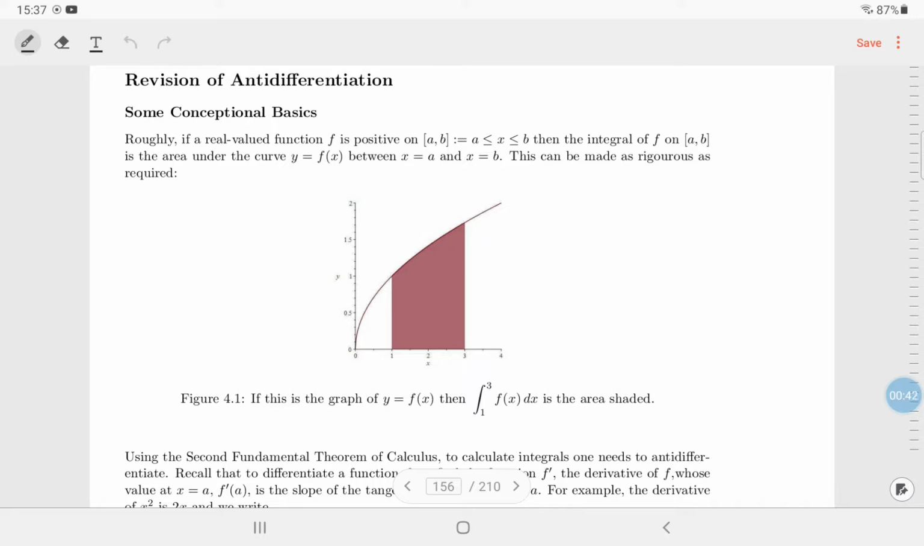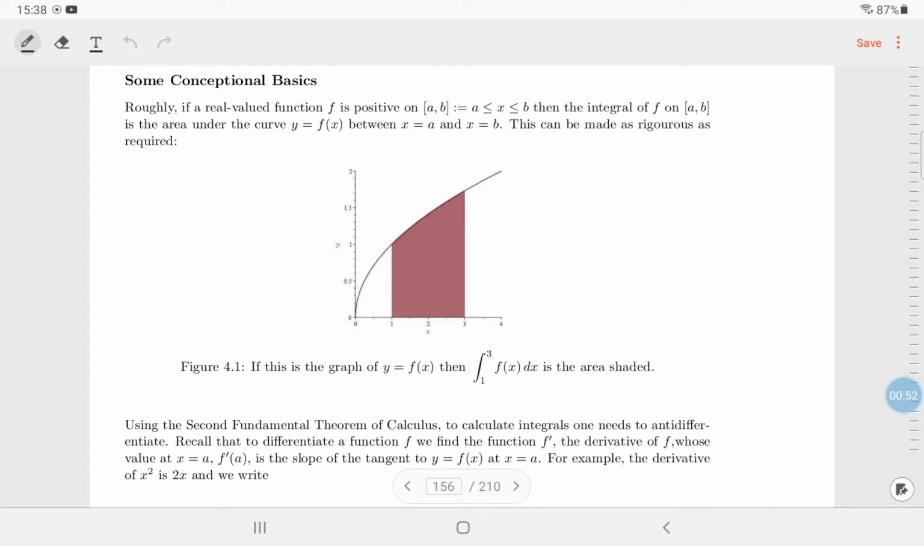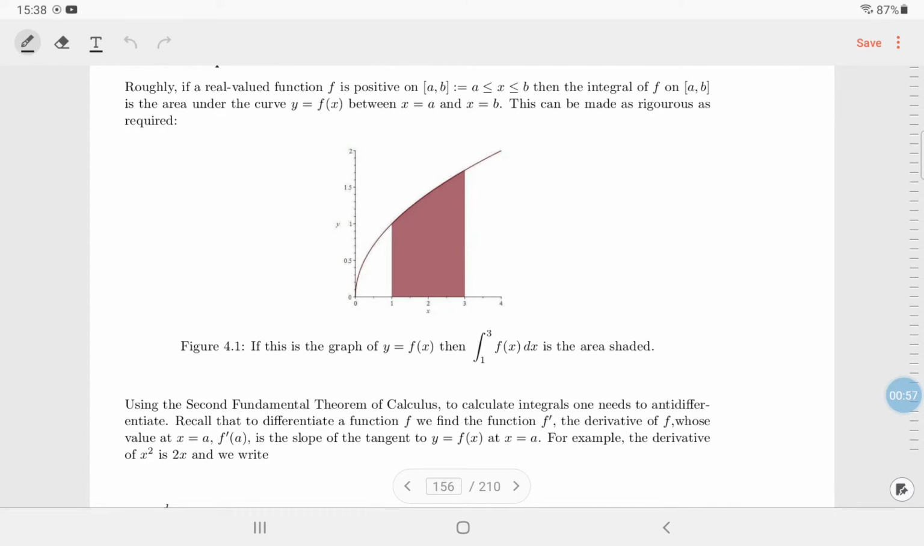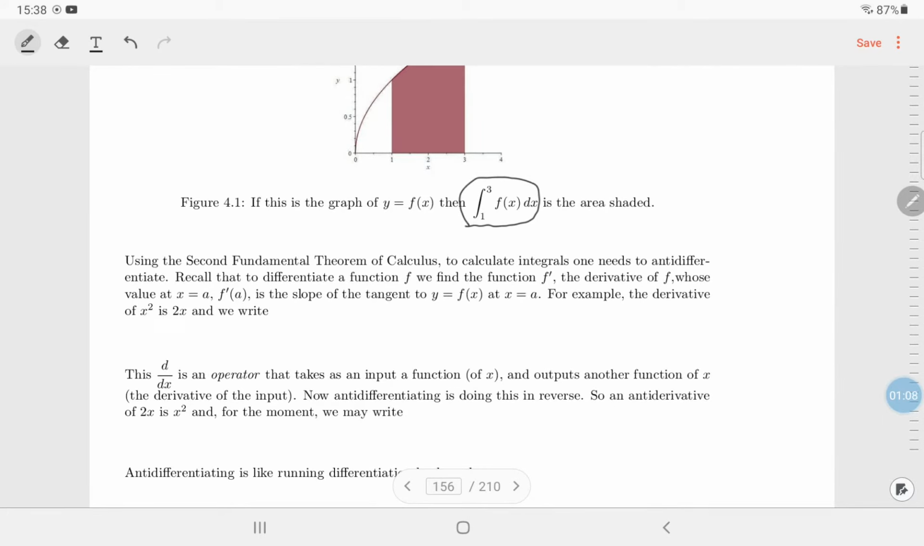So if a real valued function is positive between a and b, then the integral is defined as the area under the curve. Now you can make this very rigorous, but that's something we won't quite go through. So this integral, if the function is positive, is defined to be that area. You can use something called the second fundamental theorem of calculus. You can learn how to calculate these things, and you learn that there's a link between integration and antidifferentiation.